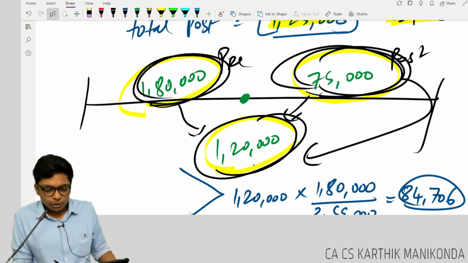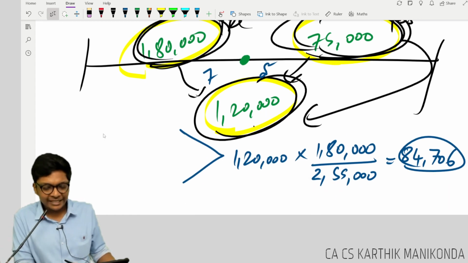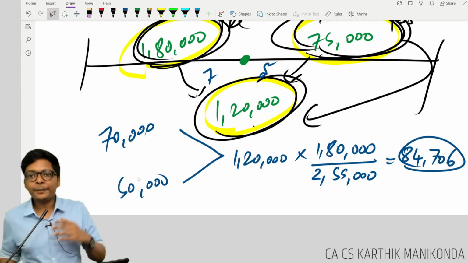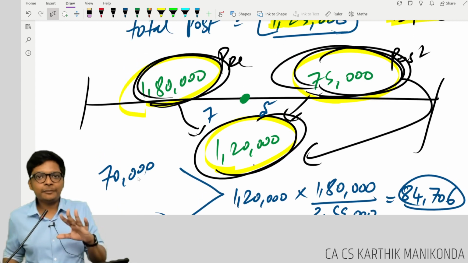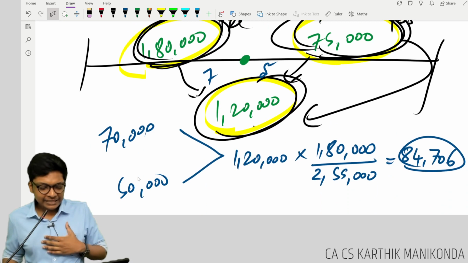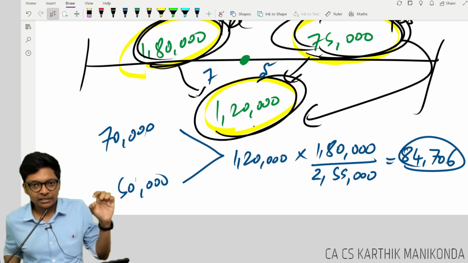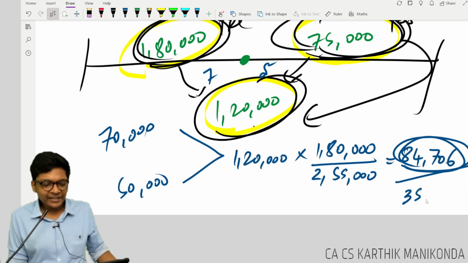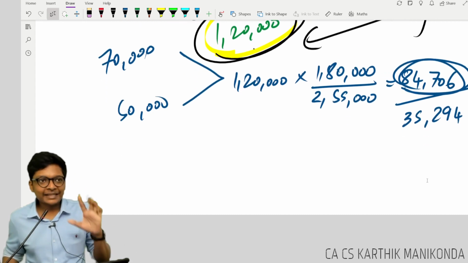Another method is just using the same ratio of 7:5. If I do 7:5, you will get how much, guys? 70,000, 50,000. Are you following, guys? There are multiple methods. We have a sum where the question specifies the method. Here, since the method is not there, you can take an assumption. If you take 84,706, the other one will be 35,294.